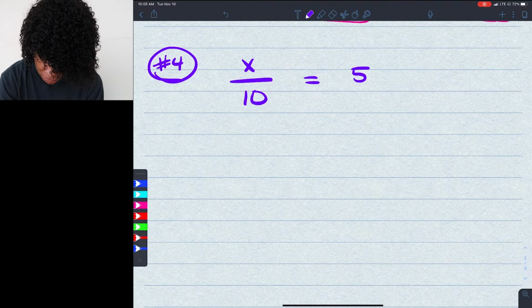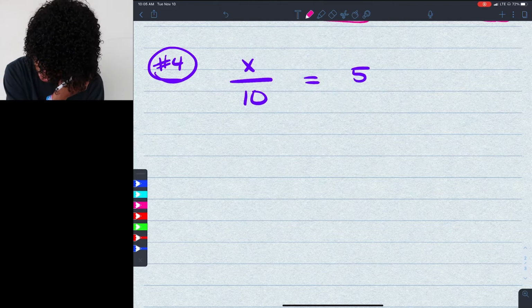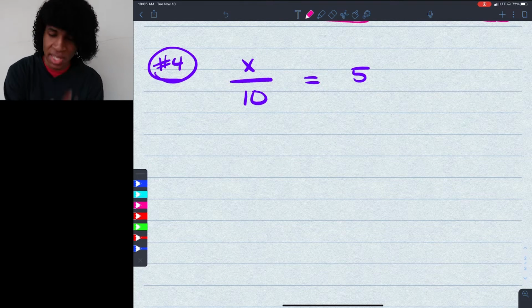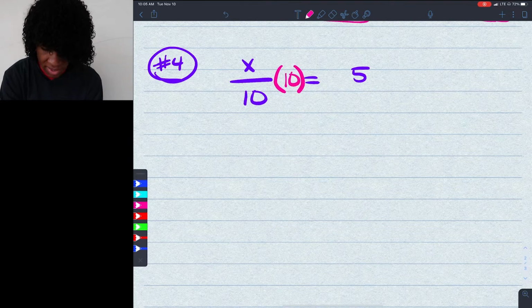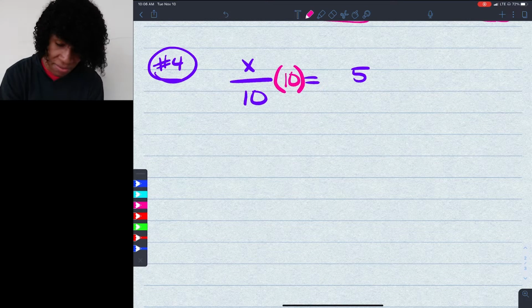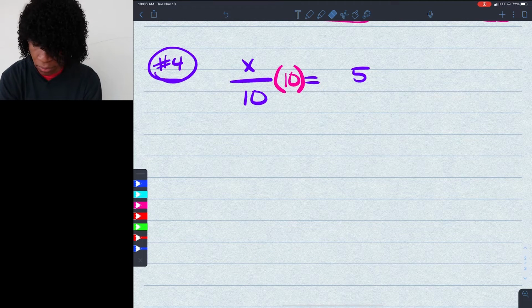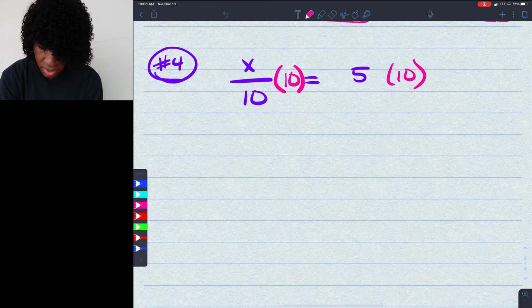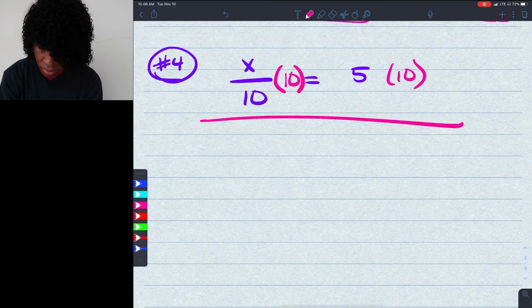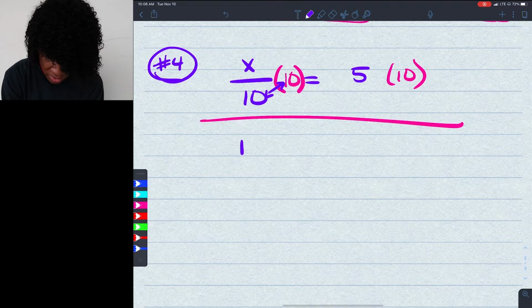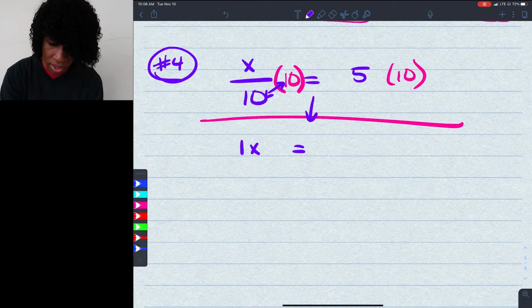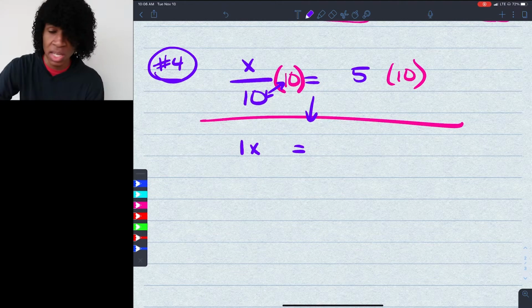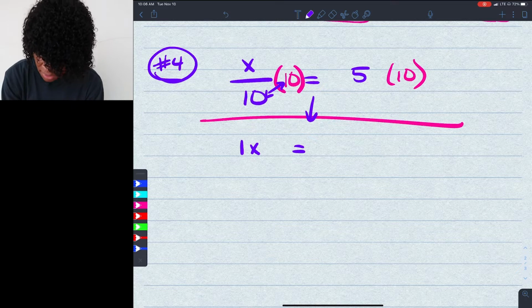All right. Okay, here we go. So the opposite of dividing by 10 is multiplying by 10. So you multiply your left side by 10, and you multiply your right side by 10. 10 divided by 10, and let's go ahead and bring down our bar. 10 divided by 10 is going to give you 1. And remember, we just talked about, fine, take that 1 and multiply it by x. Bring down your equal sign. So 1x equals, and then 5 times 10 is, that's right, 50.